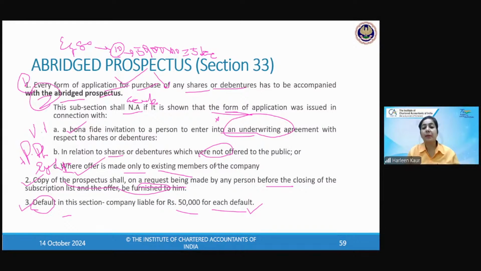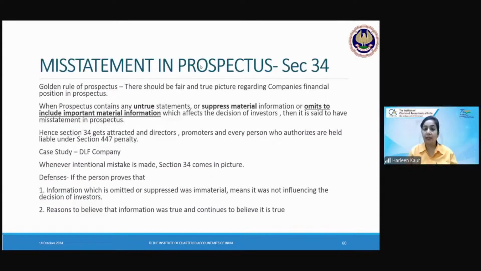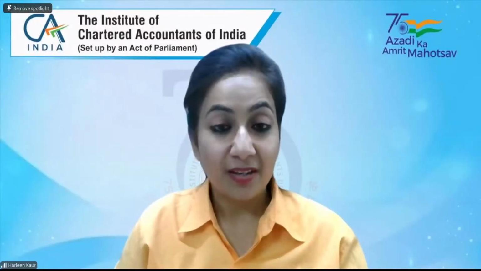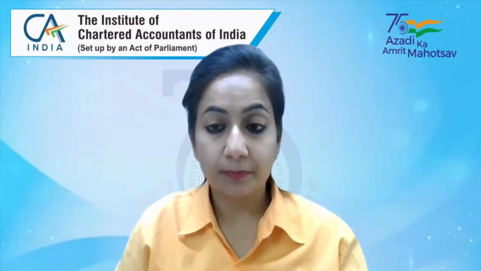All right, so this is the penalty which is given in case of abridged prospectus. For each default, it is 50,000 rupees. So if 10 application forms went without abridged prospectus, then 50,000 into 10. If 6 only went, then 50,000 into 6. Okay. So let us see the same from the study material also once.